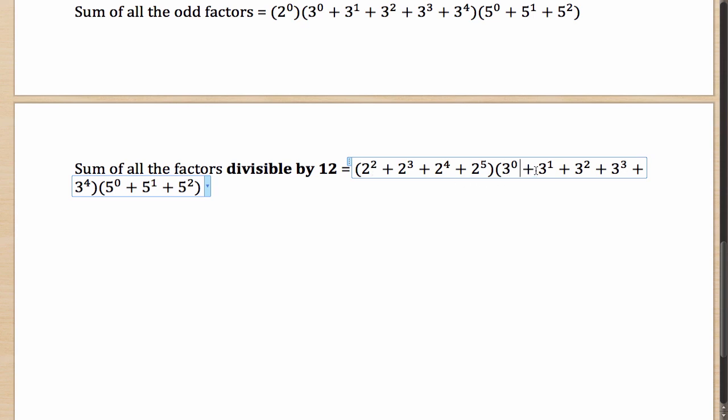Very similarly, in the case of 3, I need for it to be divisible by 3 to the power 1. So I will remove this part, and what am I left with? 3 to the power 1 plus 3 square, 3 cube, 3 to the power 4. It has no significance on 5, and so the sum of all the factors which are divisible by 12 is 2 square plus 2 cube plus 2 to the power 4 plus 2 to the power 5 multiplied with 3 to the power 1, 3 square, 3 cube and 3 to the power 4 multiplied with 5 to the power 0, 5 to the power 1 and 5 square.